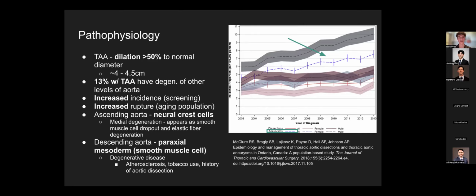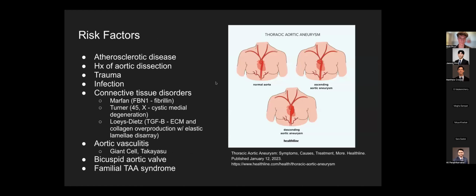So risk factors could be atherosclerosis, tobacco use, history of aortic dissection. I will talk about those in this slide. I previously mentioned atherosclerotic disease, history of aortic dissection, also trauma, infection. These are predisposing risk factors for thoracic aortic aneurysms.